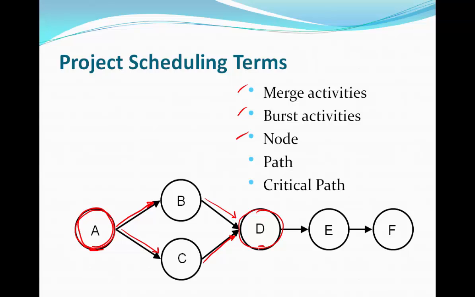For example, upon completing activity D, this particular arrow here identifies the direction in which we will proceed with our network diagram. Critical path is the path that represents the shortest possible time for us to complete a project, and we'll cover that in a little bit more detail in a few slides.